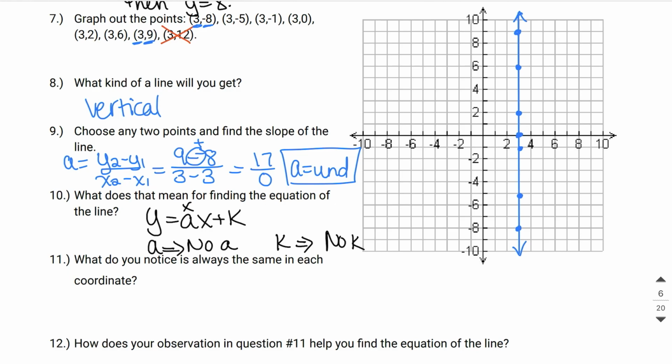So what do we do instead? Well, let's look at question 11 because that's going to help us out. It says, what do you notice is always the same in each coordinate? So in each coordinate, if you notice, every single x value is exactly the same. And every single x value is equal to 3.